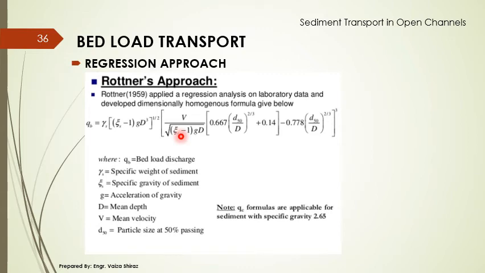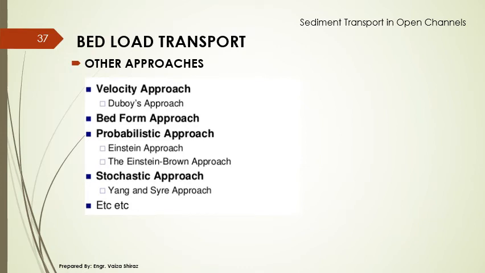Next is the regression approach, and in this we have the formula given by Rottner. Rottner applied regression analysis on the laboratory data and developed the dimensionally homogeneous formula which is given below over here. This equation is for QB, the bed load discharge, and these are all the parameters given for this. Further you have these approaches as well.